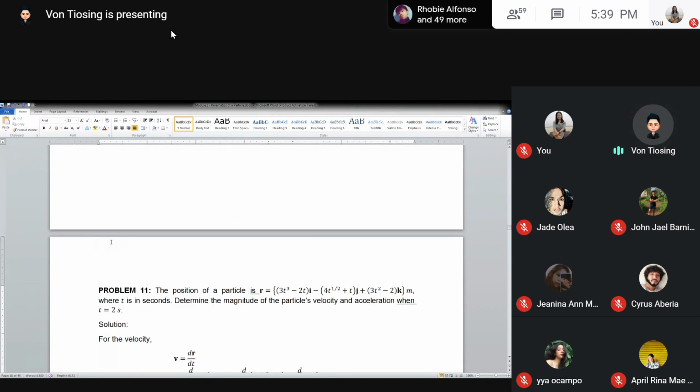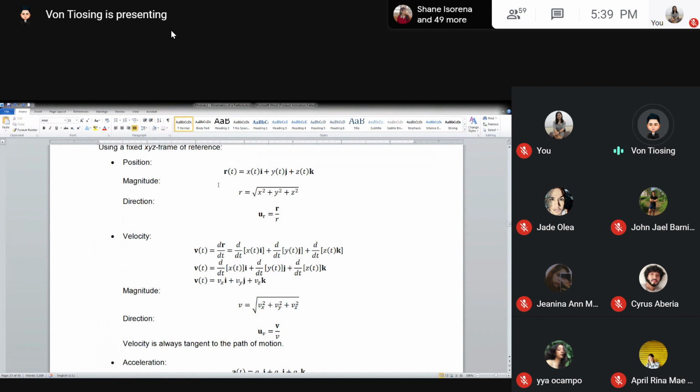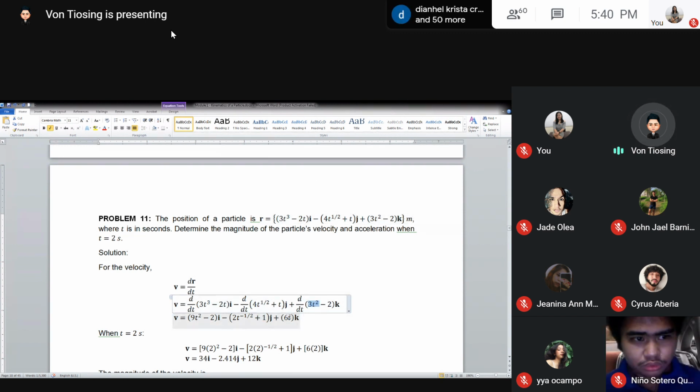For the velocity, as mentioned here, you are going to differentiate yung binigay na position function. Alam niyo naman siguro kung paano mag-differentiate. This will become 3 times 3t squared, kaya naging 9t squared. Negative 2t, differentiate mo, magiging negative 2. This one is 4t raised to 1/2, so 4 times 1/2 t raised to 1/2 minus 1, kaya naging negative 1/2. Yung t is 1, magiging 1. And then the derivative of 3t squared is 3 times 2t.